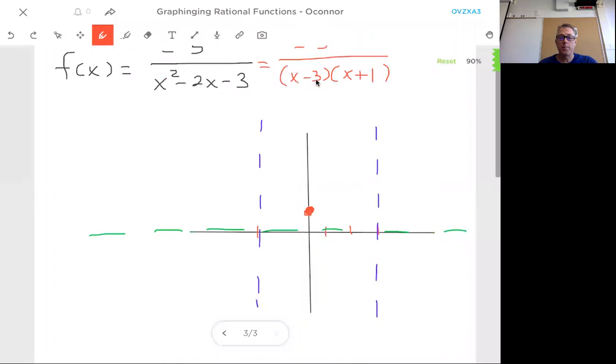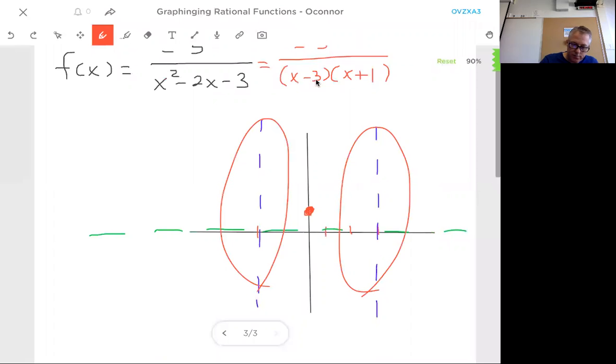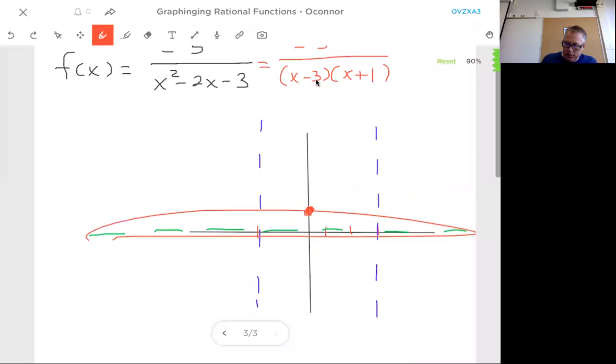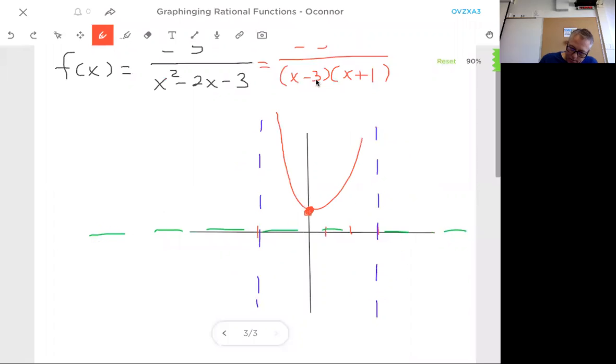All right, now that's a big deal because now I know if it's going to approach these blue lines and not cross that green line, that middle part has to look like that. It can't come down here and cross the x-axis. There aren't any x-intercepts. So it would have to look like that.